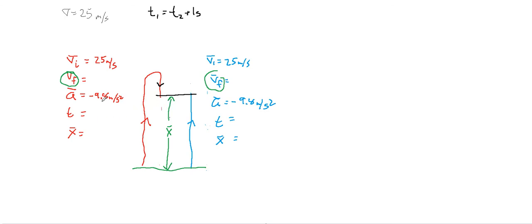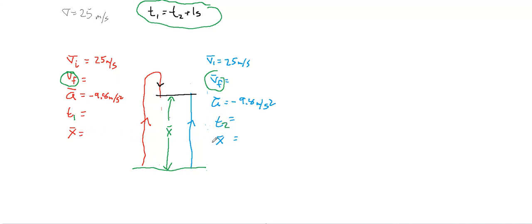I don't know my times, but I'm going to call this one time one, the time for the red stone to be up in the air, and that's going to be a longer time. And this is time two, the time for the blue one to be in there, and that's going to be a shorter time, right? But I have a relationship between these two times. They are different by 1 second. So if I know one, I can get the other, whichever one I solve for.